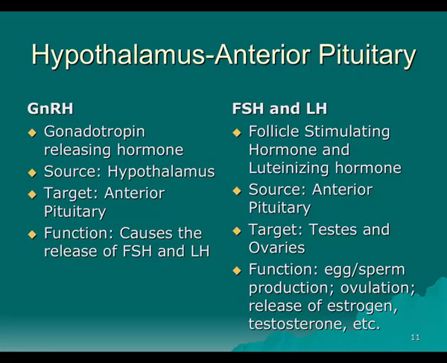GnRH, or gonadotropin releasing hormone, comes out of the hypothalamus, and it too targets the anterior pituitary and causes the release of two different hormones, FSH and LH. FSH is follicle stimulating hormone, and LH is luteinizing hormone. They come out of the anterior pituitary and target the ovaries and testes, and they play a role in egg and sperm production. FSH does that. LH causes ovulation in women and causes the release of testosterone in men.